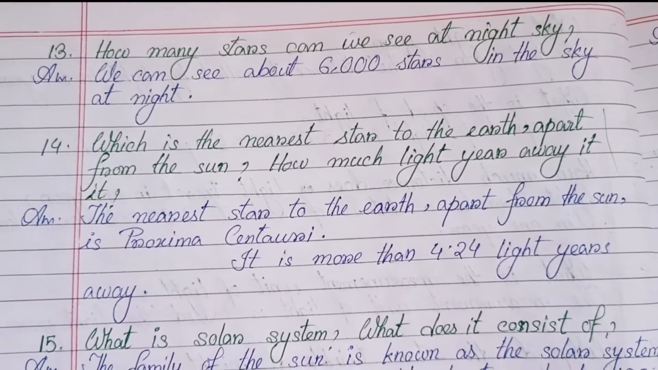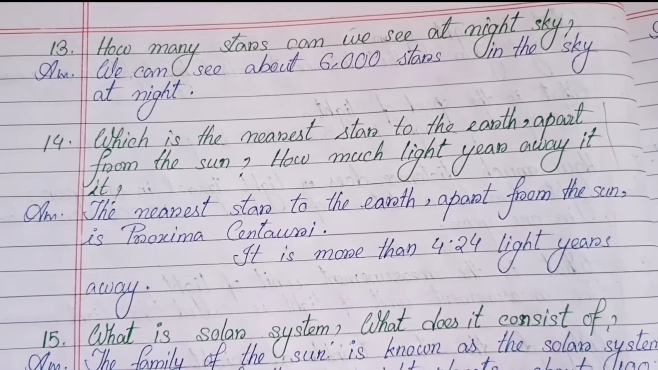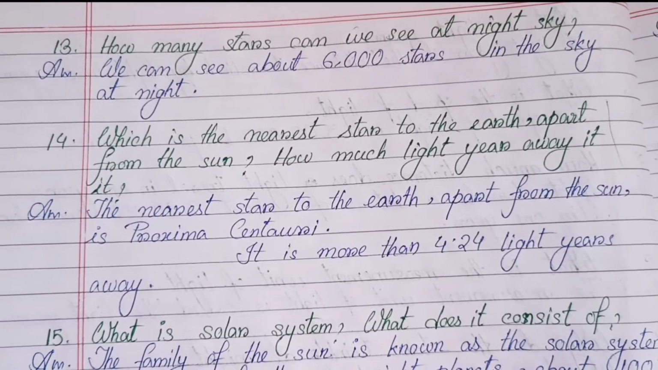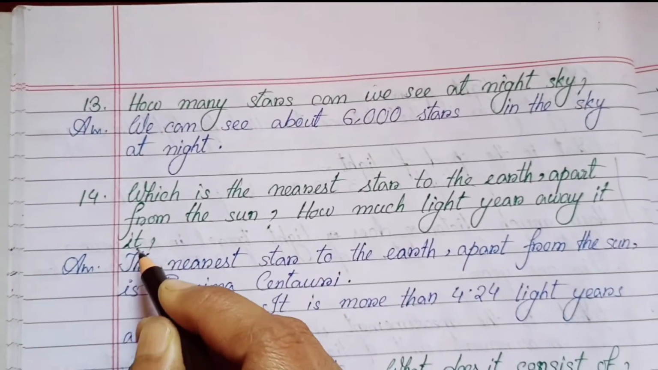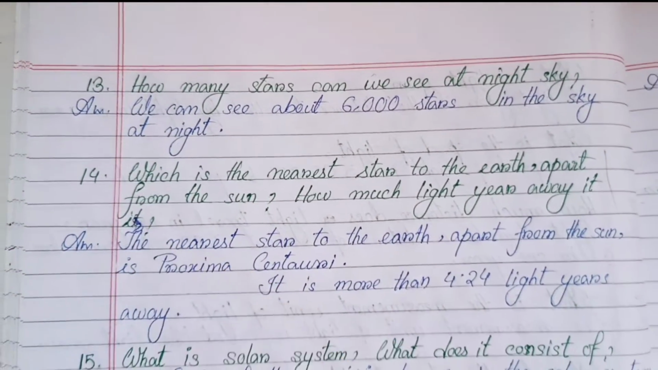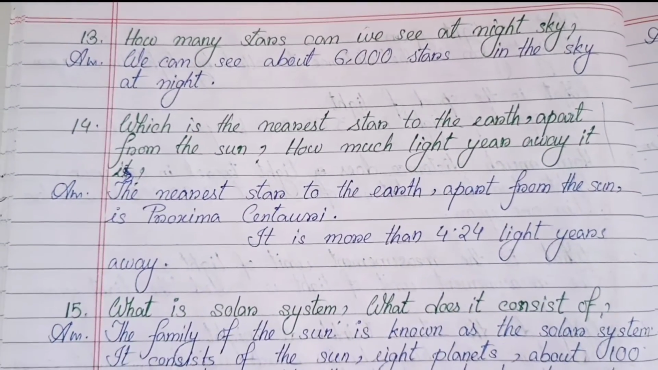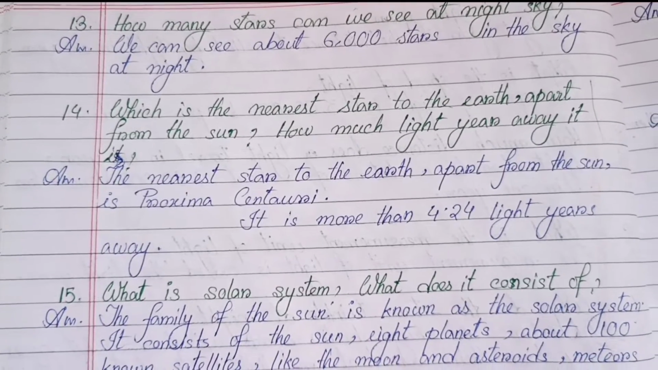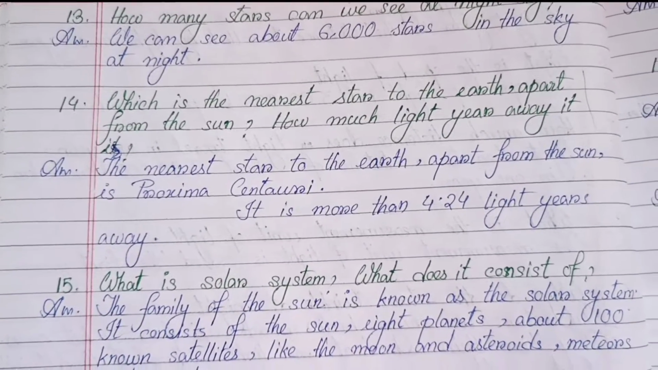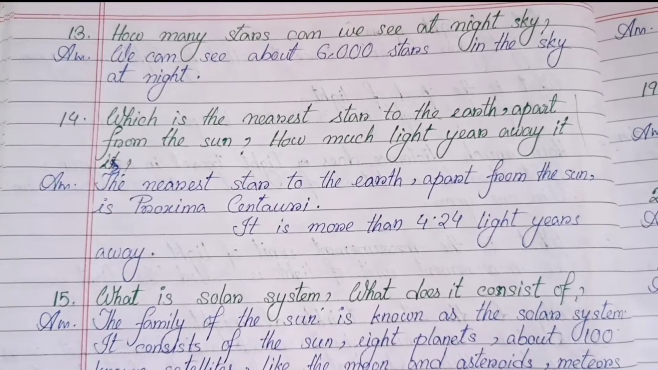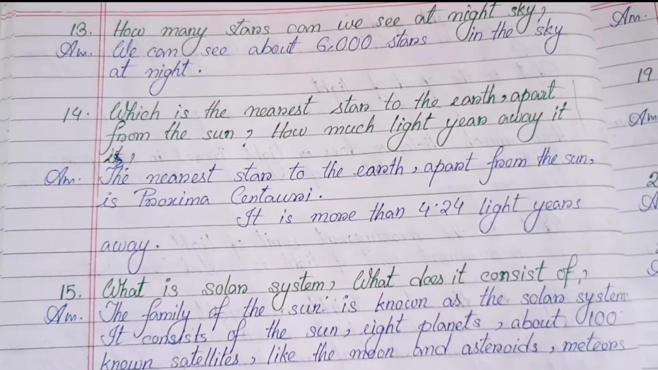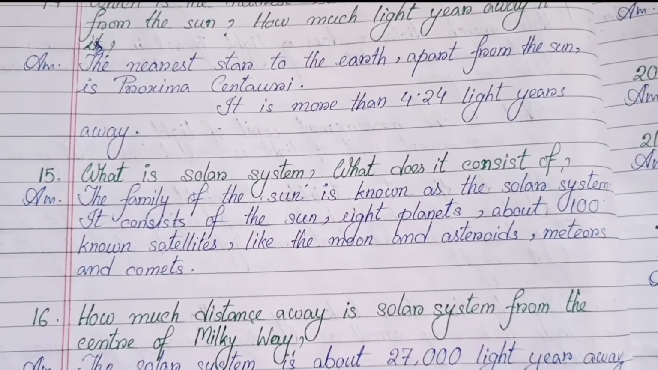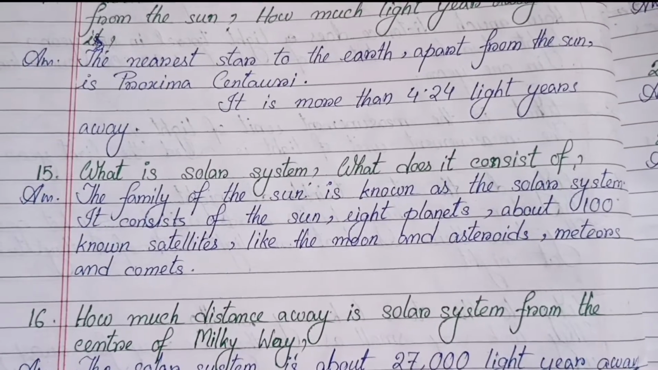Number 14. Which is the nearest star to the earth apart from the sun? How much light year away is it? The nearest star to the earth apart from the sun is Proxima Centauri. It is more than 4.24 light years away. Number 15. What is solar system? What does it consist of?